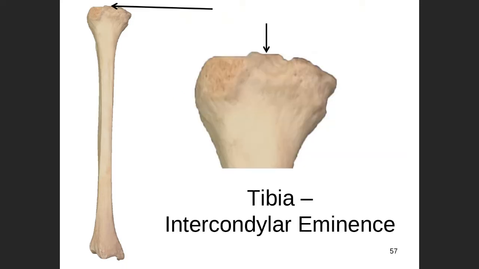All right. And then in between the two condyles is that intercondylar eminence. This little raised area here. All right. Those are where the cruciate ligaments attach onto. Keeps our knee stable. Keeps it from sliding or shearing back and forth on itself.